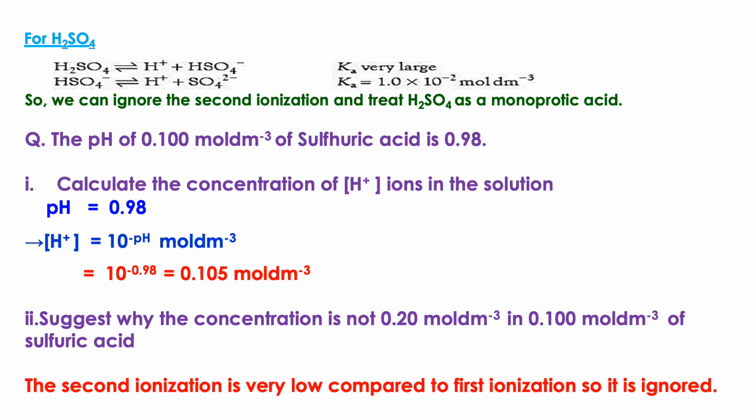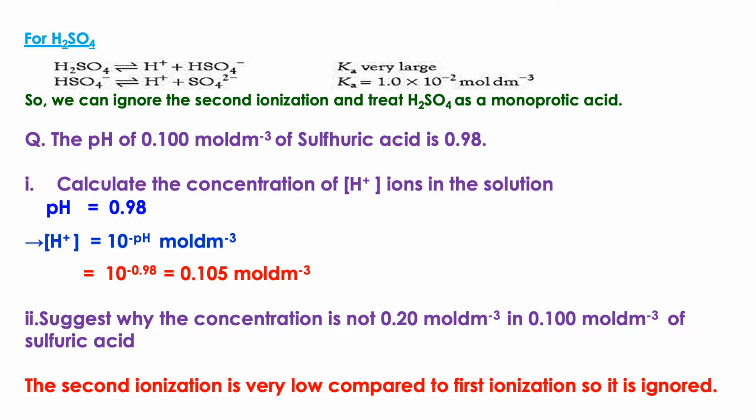The Ka value for the first step is very large, whereas the Ka value for the second step is low. So we can ignore the second ionization and treat H2SO4 as a monoprotic acid. The word monoprotic means it has only one proton.